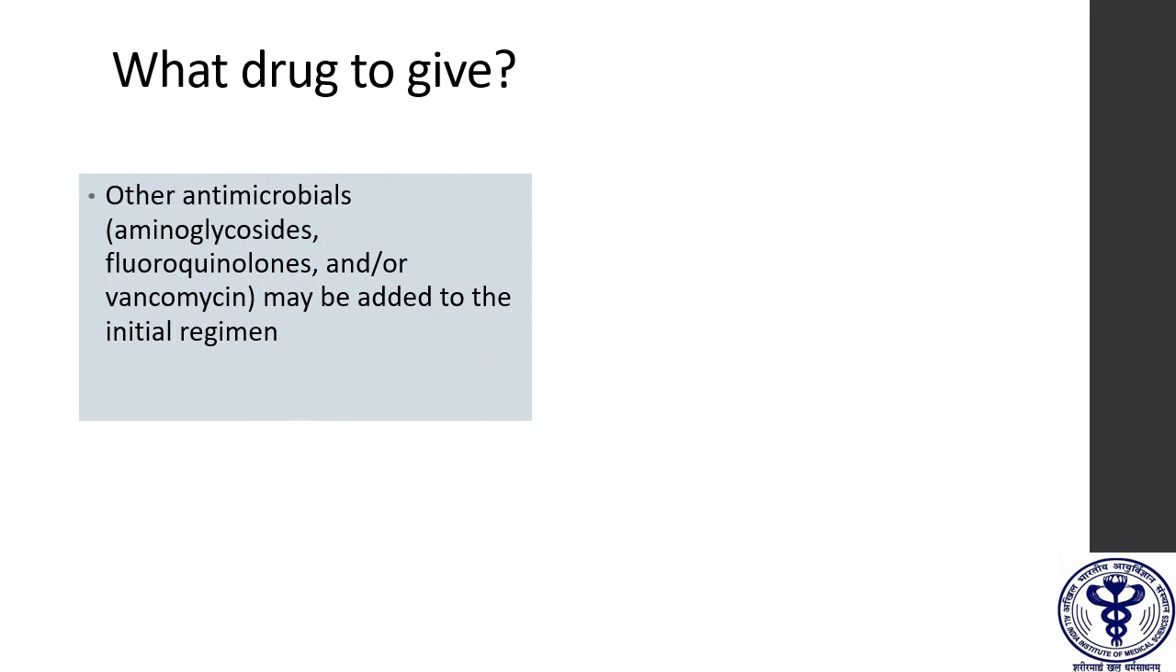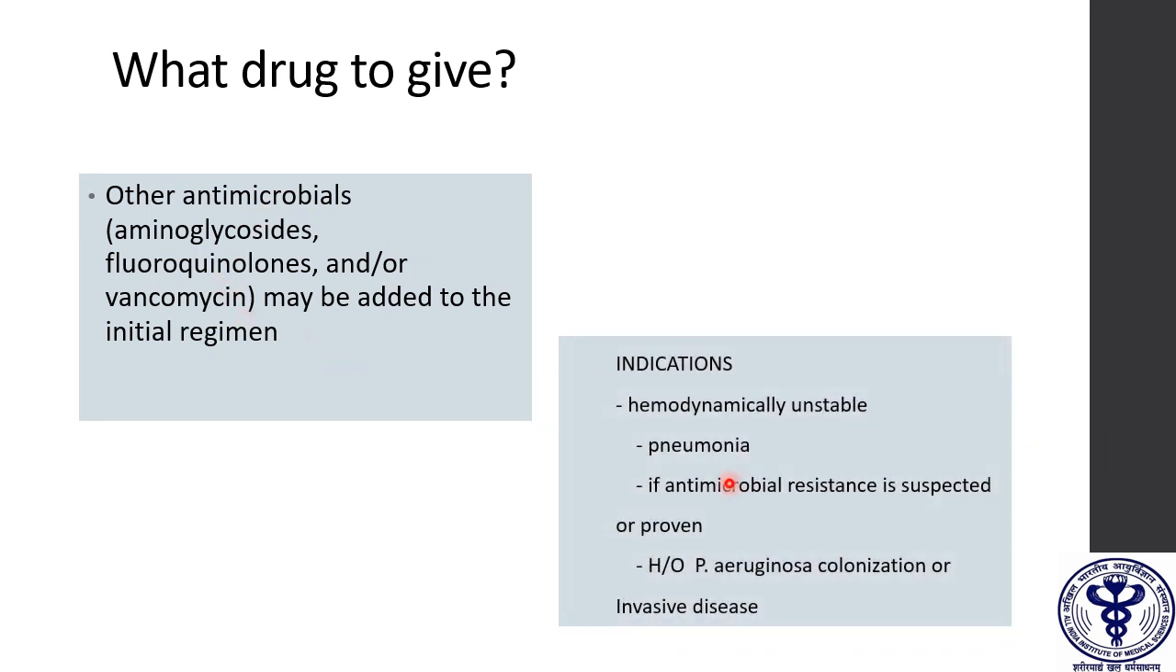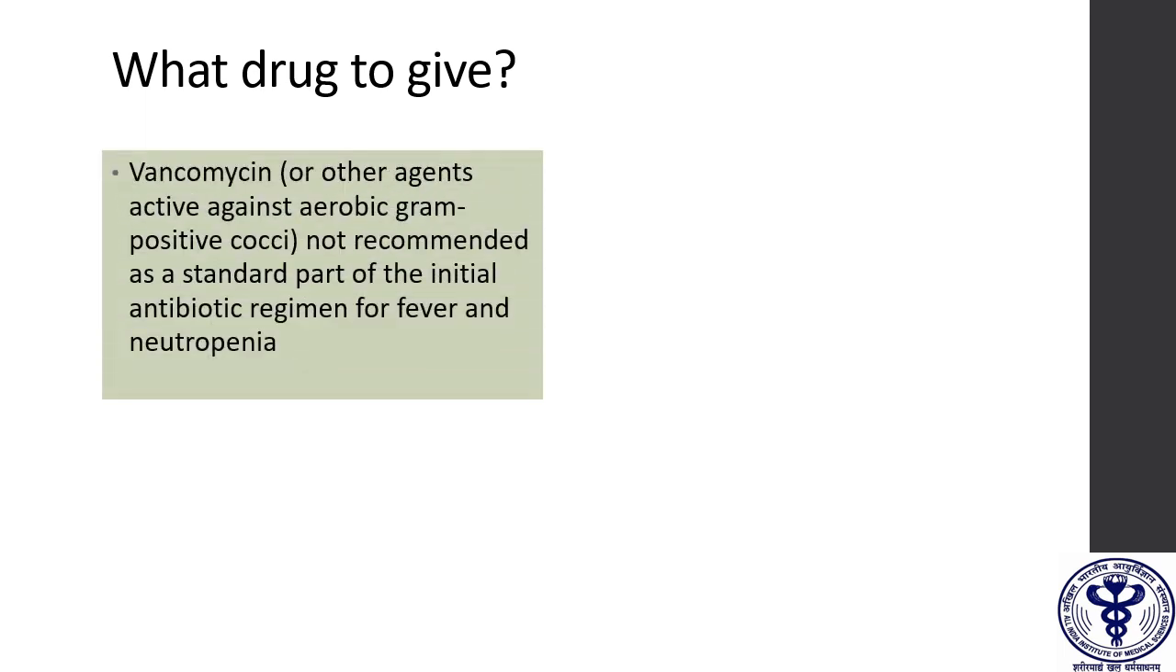Addition of antibiotics like aminoglycosides, fluoroquinolones, this has specific indications, which are if the patient is hemodynamically unstable, if there is an evidence of pneumonia, if we are suspecting antimicrobial resistance, or there is a previous history of Pseudomonas aeruginosa colonization or invasive disease. Similarly, should we add gram-positive cover like vancomycin or teicoplanin, which is commonly used in our setting? It is not recommended as a standard part of initial antibiotic regimen. Recall that even though the gram-positive rates have increased, we are still not recommending gram-positive cover outright because mortality is seen more with gram-negative organisms.